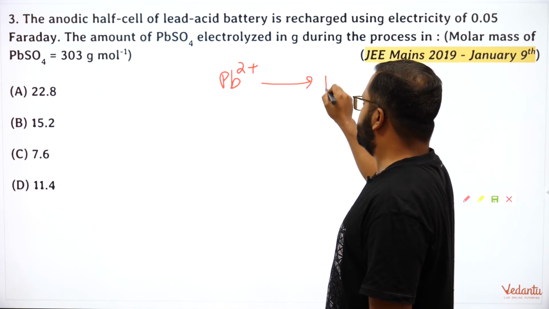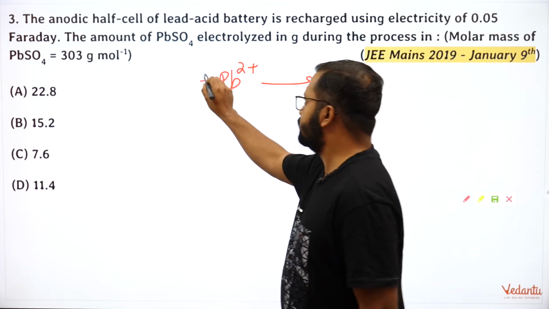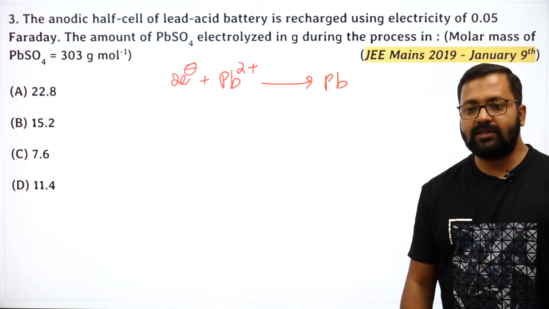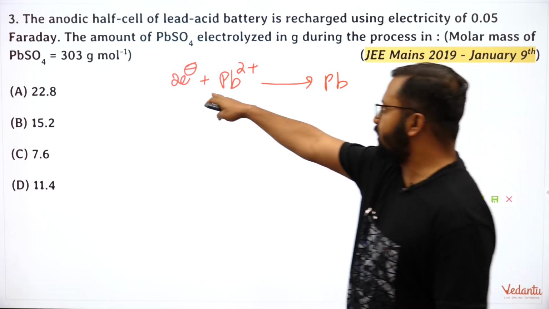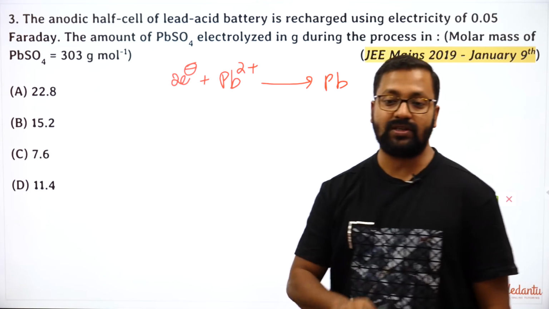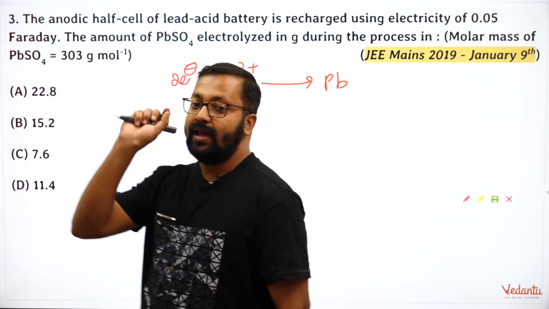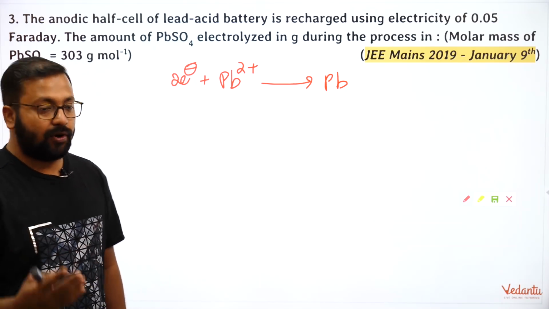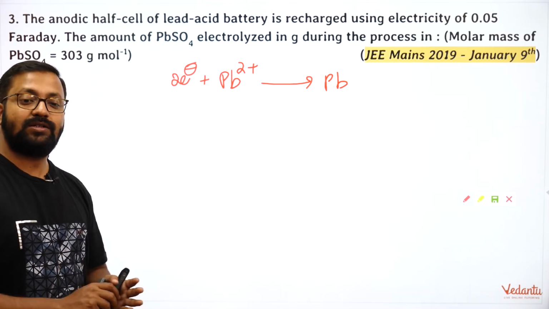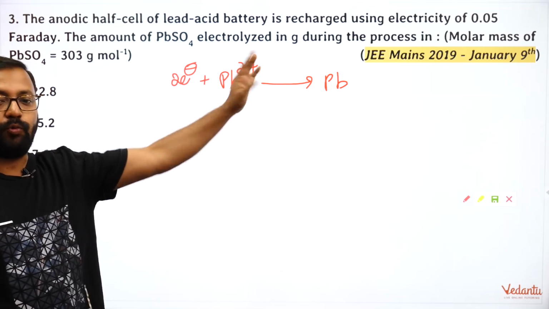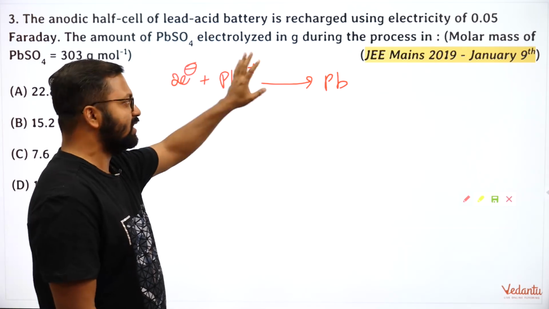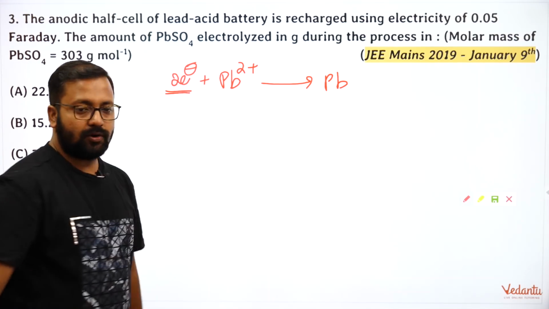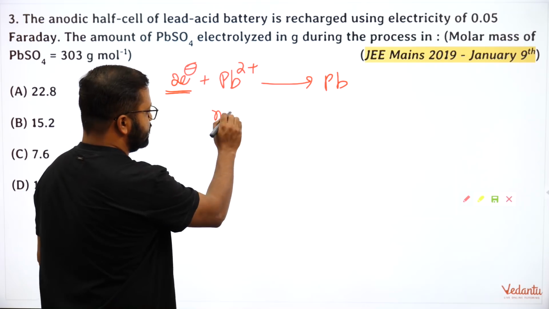Pb2 plus is probably changing into Pb by taking 2 electrons. This is the recharge. Now the point is, if it is 2 electrons which is involved, that is our point of concern. That is the information that we will carry forward. Even if we do not know the reaction, that makes no difference. Lead sulfate has Pb2 plus with 2 units of positive charge, which will convert into lead. Okay, so these 2 electrons are involved. So n is equal to 2.